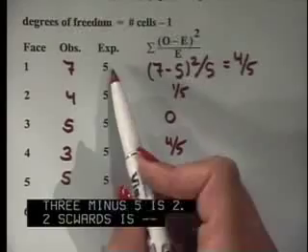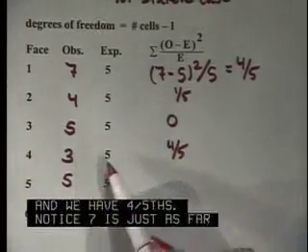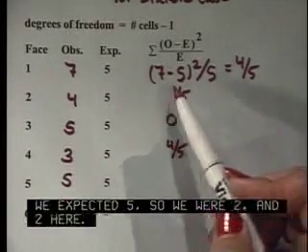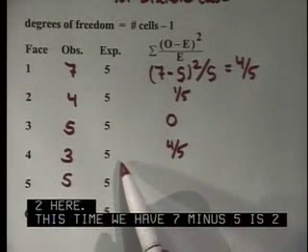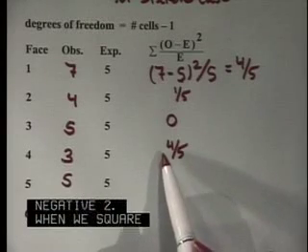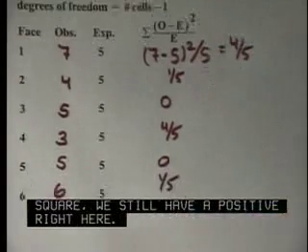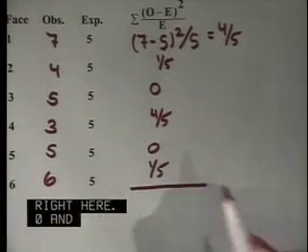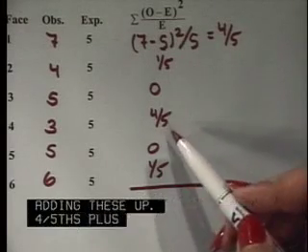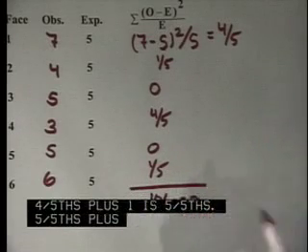Notice that 7 is just as far off as 3. We expected 5, so we're 2 and 2 here. This time we had 7 minus 5 is 2, which is positive. Here we had 3 minus 5, which was negative 2. And then when we square it, we get a positive, as with chi-square. We still have a positive right here, 0 and 1/5. We get our test statistic by adding these up. 4/5 plus 1 is 5/5. 5/5 plus 5/5 again is 10/5, or 2.